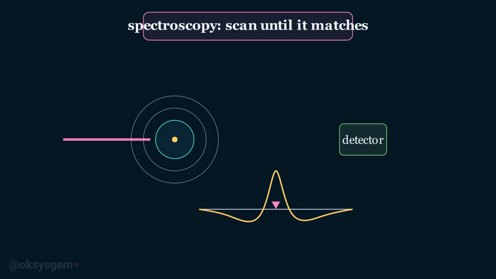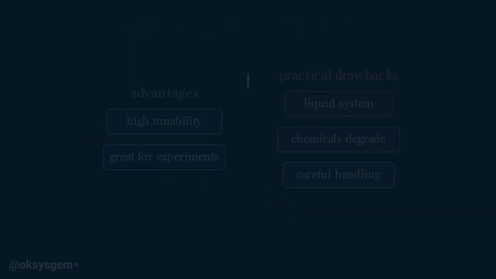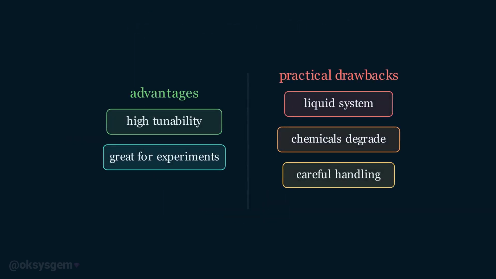The disadvantages are mostly practical. Liquid dye systems can be complicated. The chemicals can degrade under intense illumination, and some dyes and solvents require careful handling. Advances in solid-state and semiconductor lasers have replaced dye lasers in many applications, but their enormous tunability made them one of the most important technologies in laser spectroscopy and experimental physics.